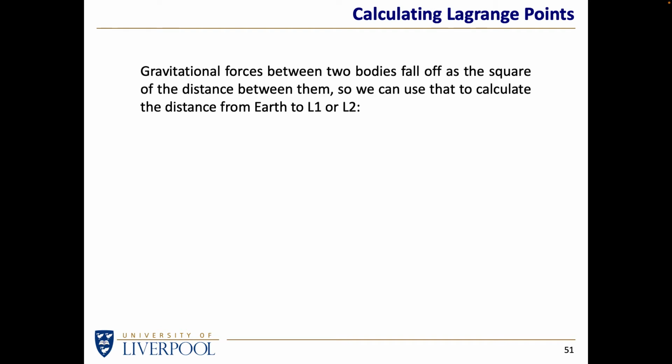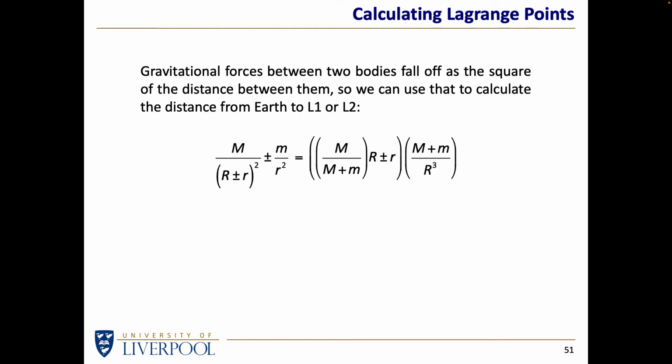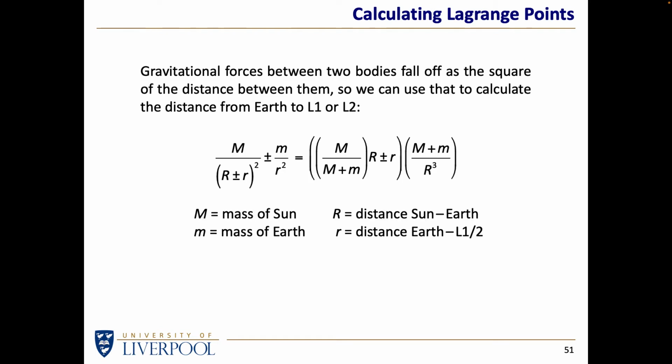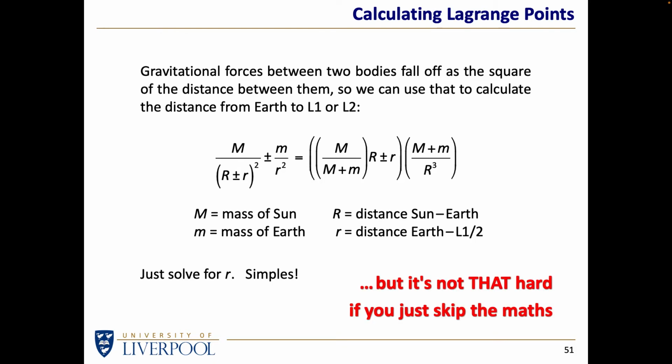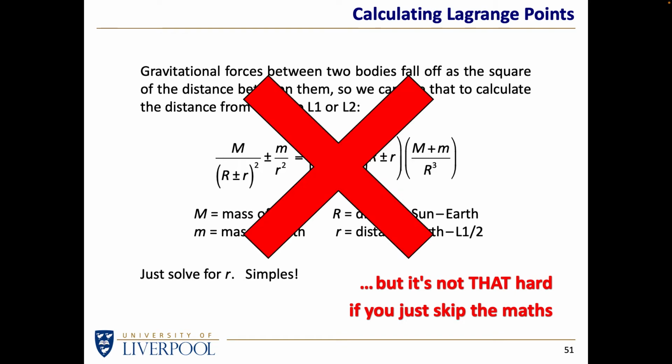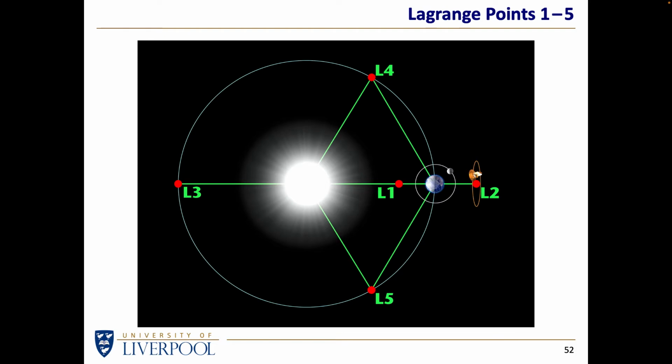So yes, we can calculate where these Lagrange points are. We know that the gravitational force between 2 objects falls away as the square of their distance. So it's straightforward enough. All we have to do is write down the formula for the mass of the sun, the mass of the Earth, and there it is, and we just solve for R. Simple. But yes, I do admit that the first screen did say it's not that hard if you just skip the maths, so we are going to just skip the maths. But in principle, that's all we need to do. Knowing that gravity falls off as 1 over r squared, we can calculate where L1 and L2 are.